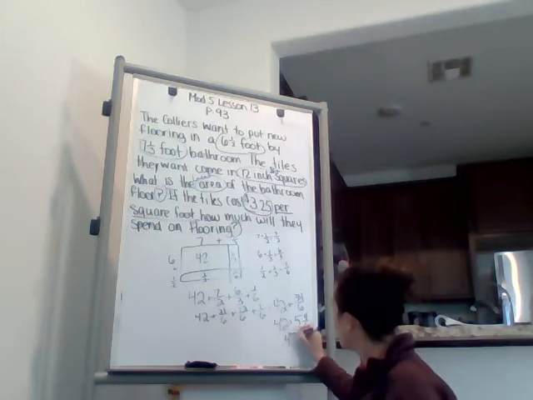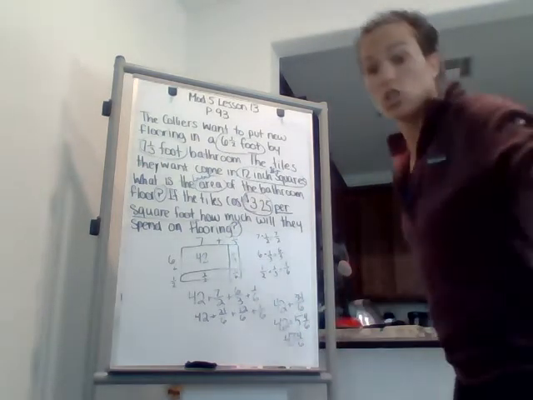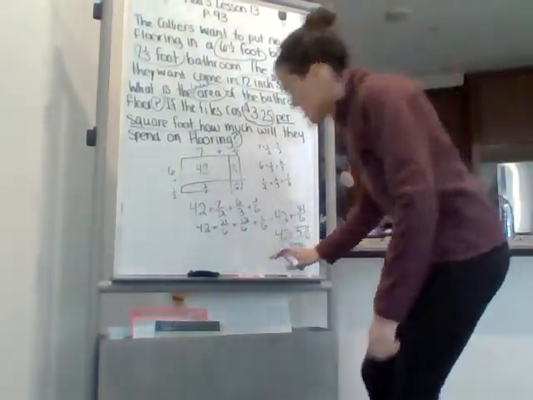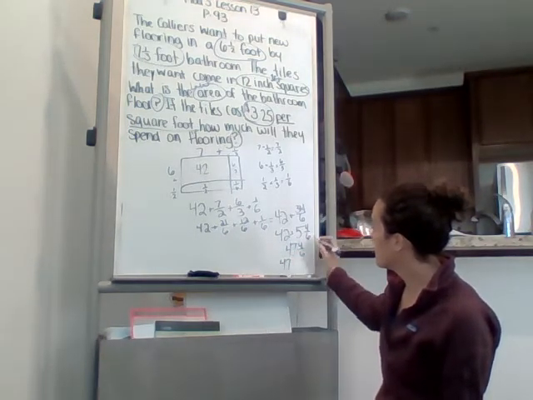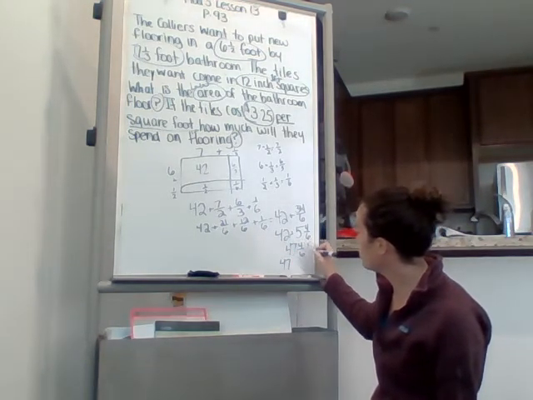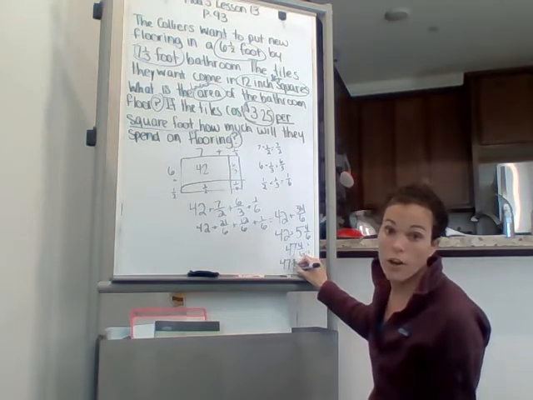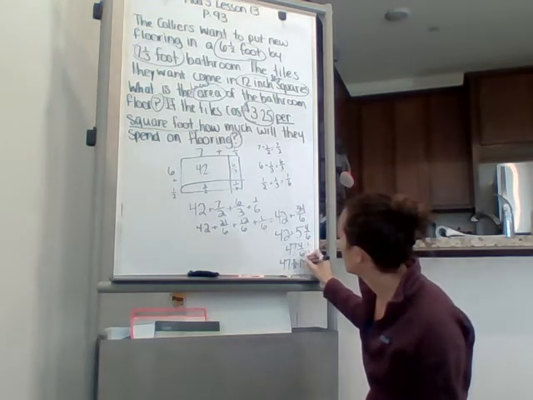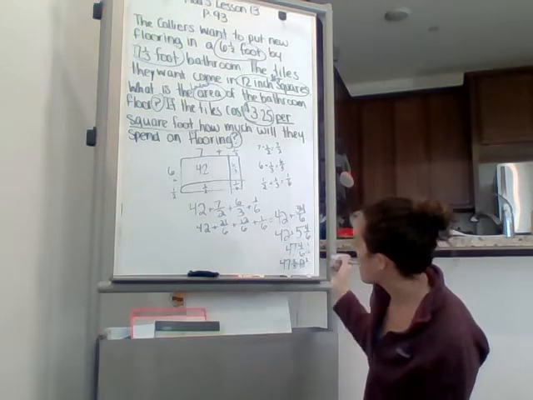Oh, goodness. 47 and 4/6, which we can simplify, right? We can divide both of these by 2 and get 47 and 2/3 feet. Remember, we never forget our units, squared, because we're working with area.